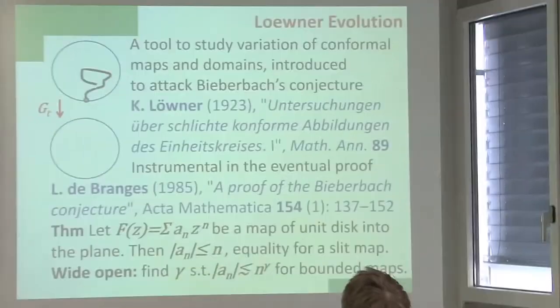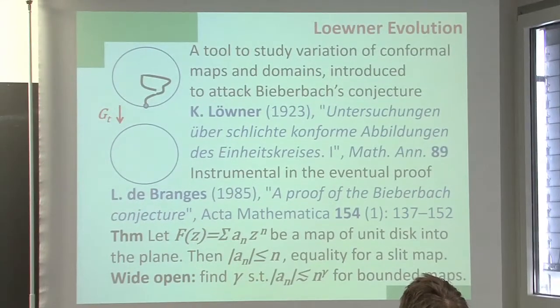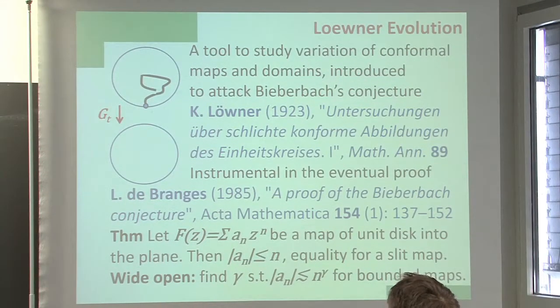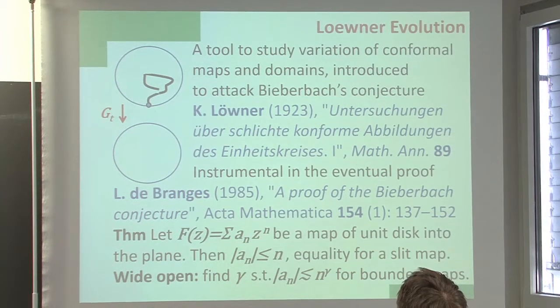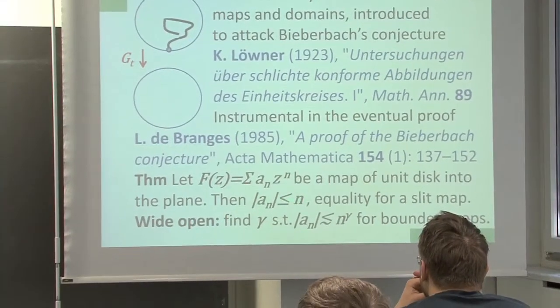Now, Löwner revolution. I don't know how much Werner got into the details of Löwner revolution. It is a way to see how a conformal map of a domain changes if you draw a slit through the domain. As the name suggests, it was invented by Karl Löwner, and it was invented to solve Bieberbach's conjecture. Bieberbach's conjecture says that if you have a map of the unit disk into the plane, with series a_n z^n, and you normalize that the first coefficient is 1, then a_n is no more than n.